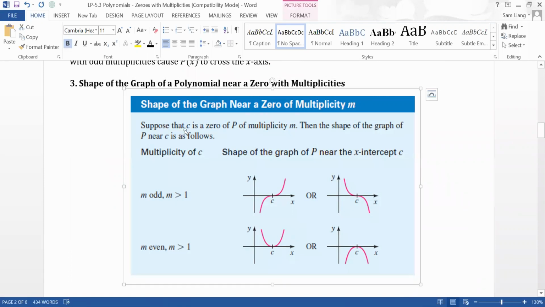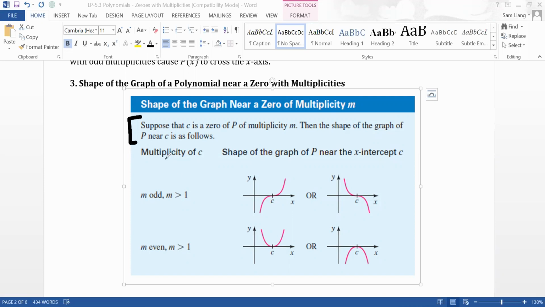Okay. All right, can I get a volunteer to read just this first sentence right here? Suppose that C is a 0 of P of multiplicity M. Then the shape of the graph of P near C is as follows. All right, thank you for that.